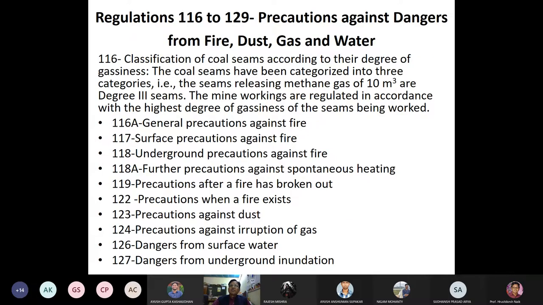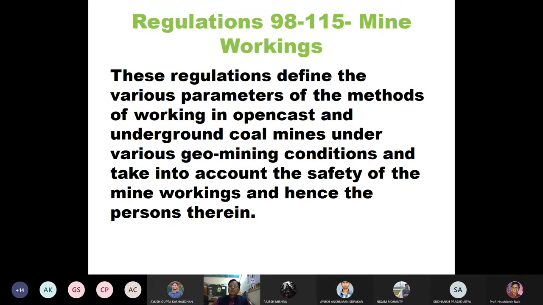And we have also discussed regulations 116 to 129 of the Coal Mines Regulations 1957. What are the precautions to be taken against danger from fire, dust, gas, and water in your mining area? And we have also discussed the mine workings, regulations relating to the mine workings. So these coal mines regulations define the various parameters of the methods of working in open cast mines and underground coal mines under various geo-mining conditions, and the precautions to be taken for the safety of the mine workings, and hence the persons' safety is very important. For that purpose, these regulations are defined.